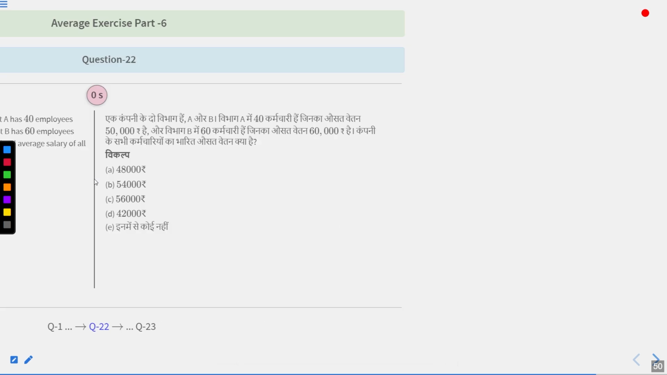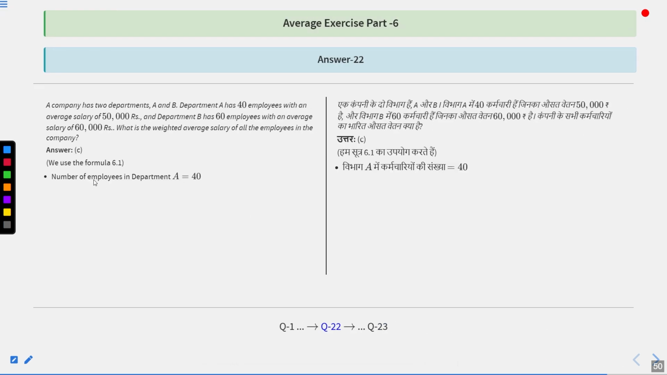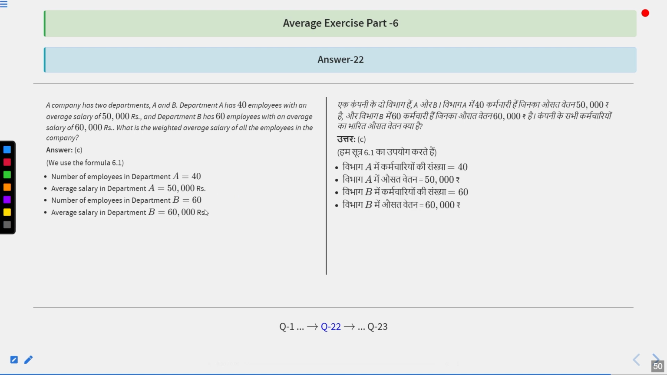Now time's up. Let's see the solution. We use formula 6.1. The number of employees in department A is 40, we know that, and the average salary in department A is 50,000. Same way, the number of employees in department B is 60 and the average salary in department B is 60,000. So we can easily calculate the total salary. Clear? So the total number of employees will become 40 plus 60, which is 100.